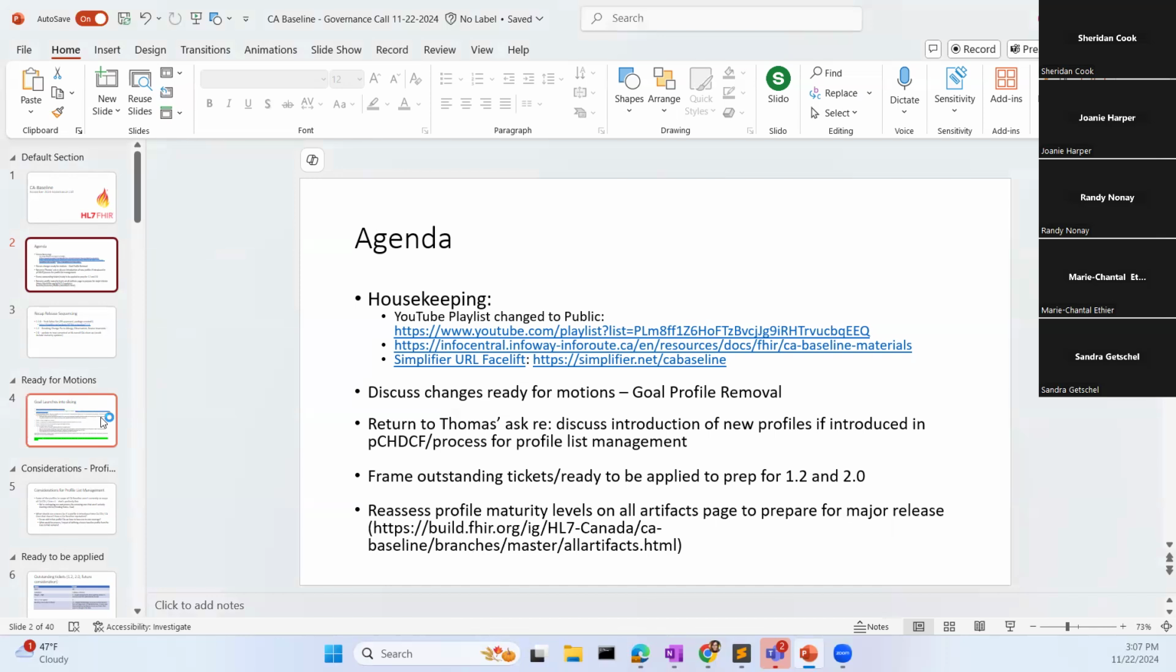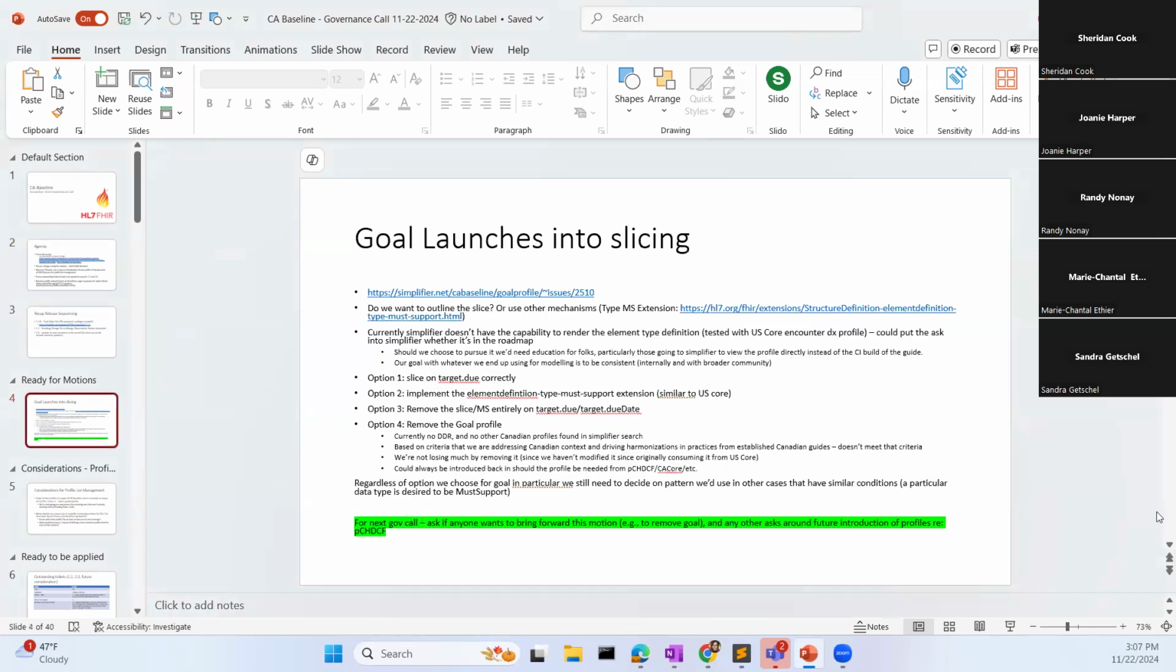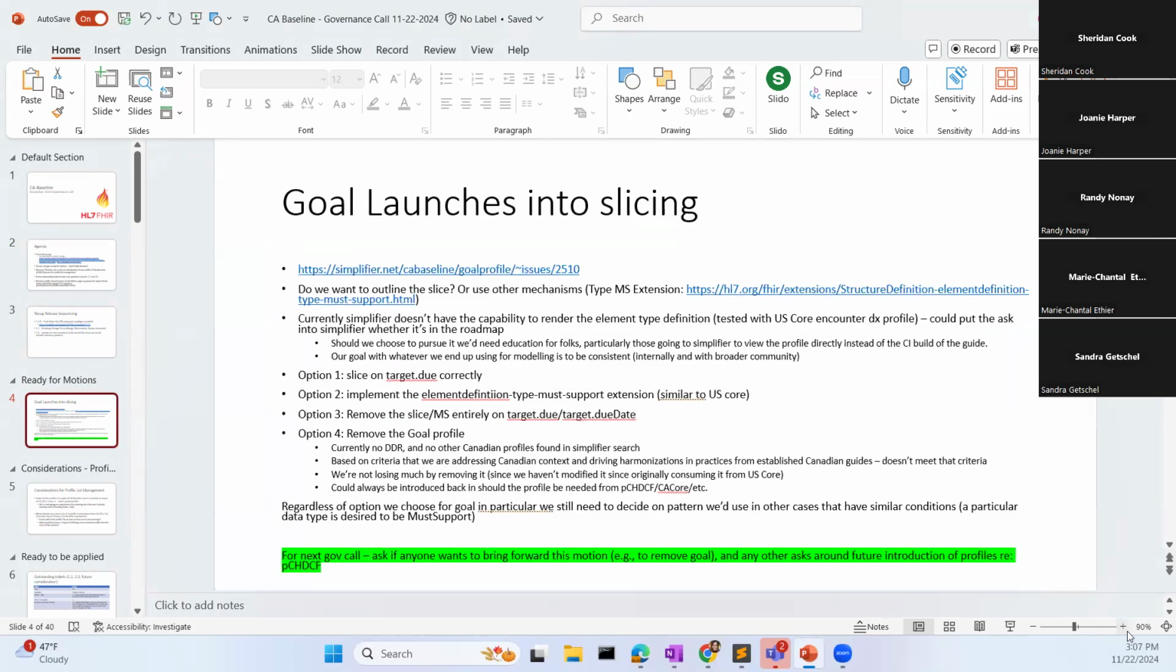I see some folks that might not have been on the Friday call last Friday, so I'm going to just zoom in. So the framing of this first one that we think is probably ready for a motion. We didn't hear any concerns on the profiling team for this approach, but we did want to bring it to governance. The framing is that we have a profile on goal.